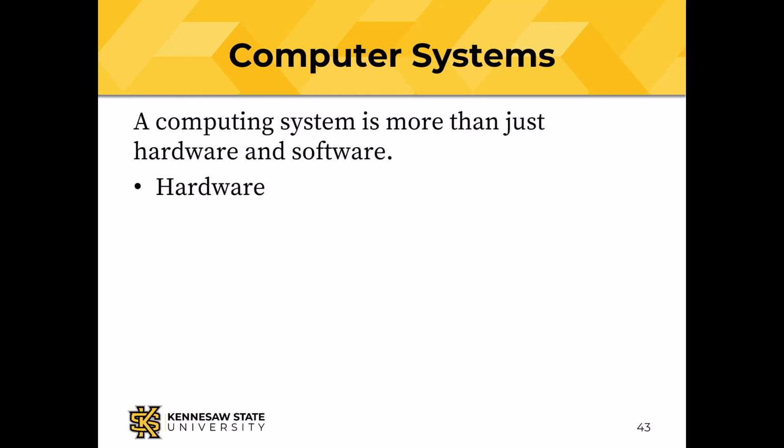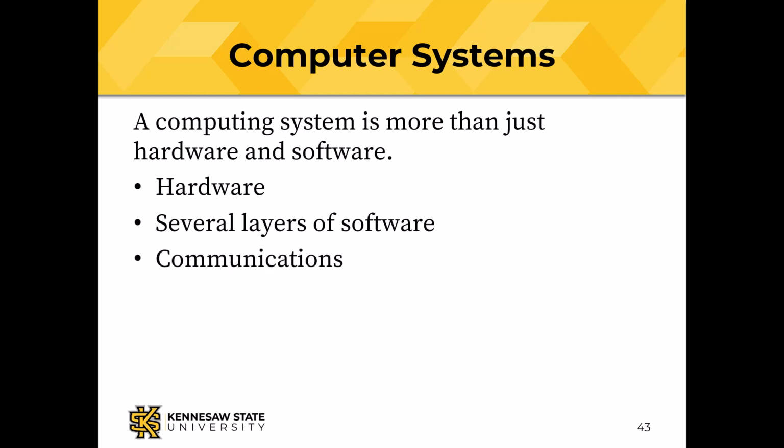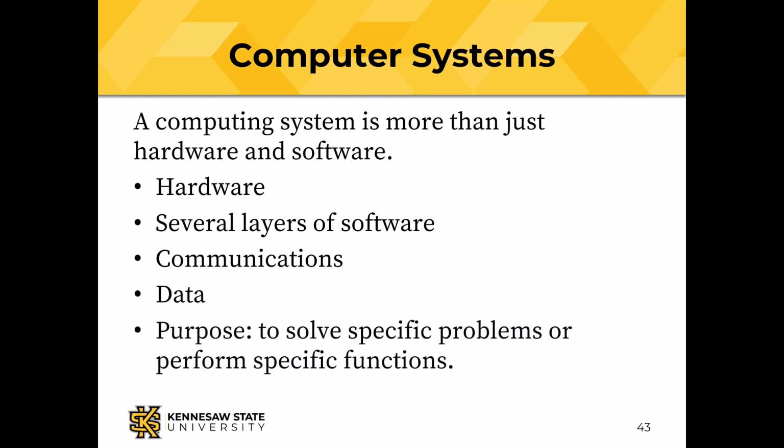A computing system is more than just hardware and software. The hardware is necessary. There are several layers of software, at the very least an operating system and application software, communications facilities, data, and all of this has a purpose of solving specific problems or performing specific functions. We might have a problem that is mapping the human genome or a problem that is playing solitaire, but we're always solving some specific problem.